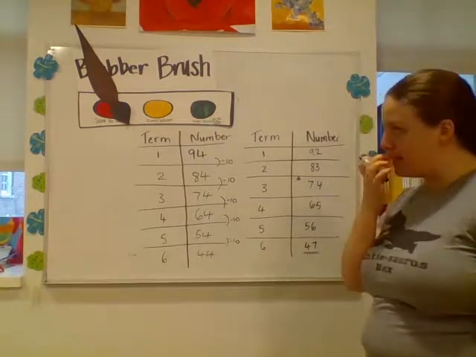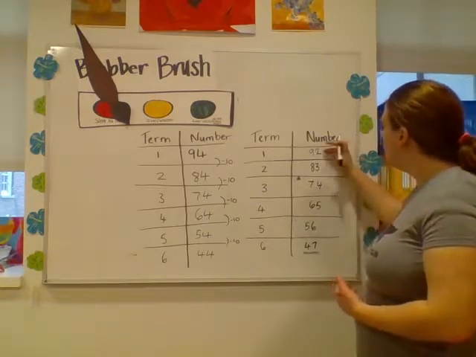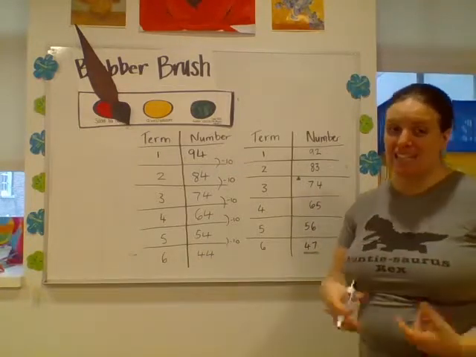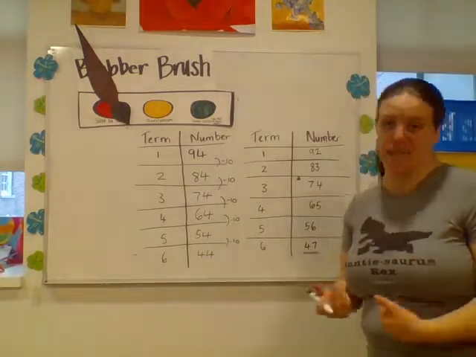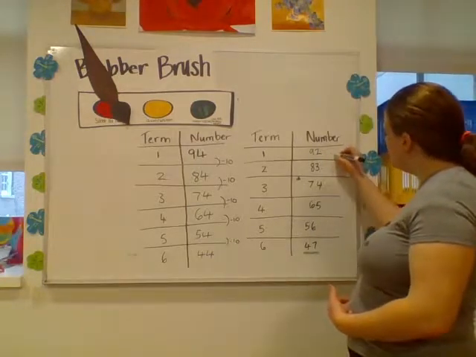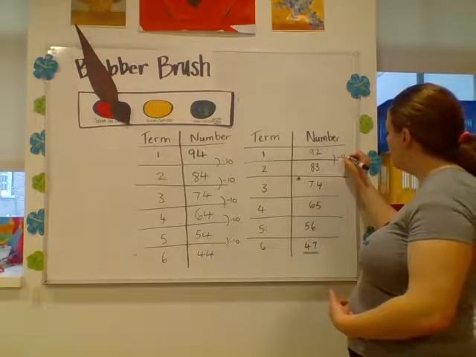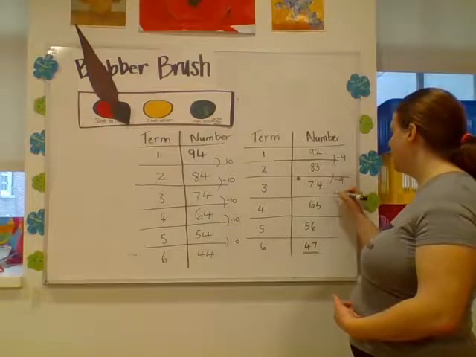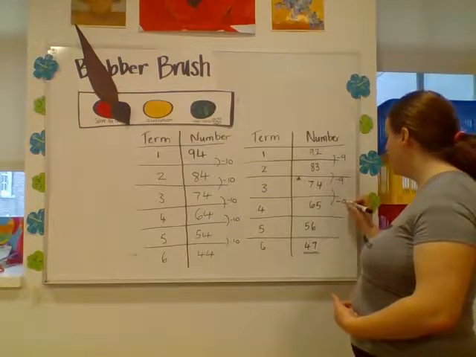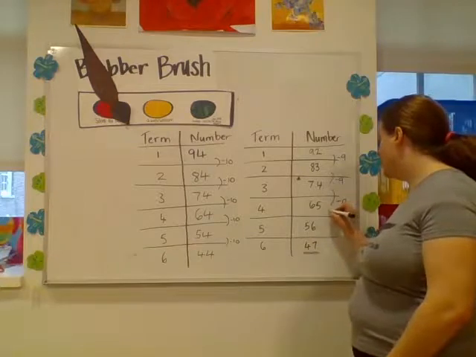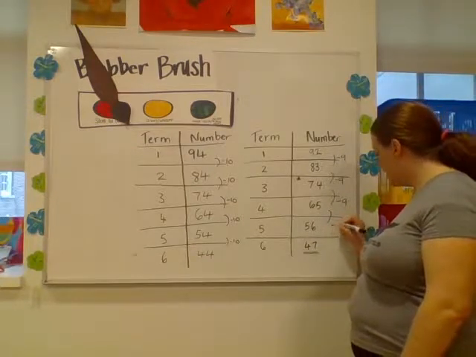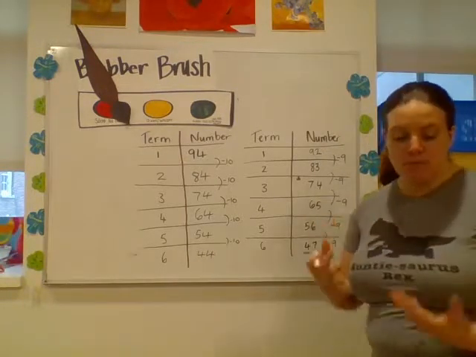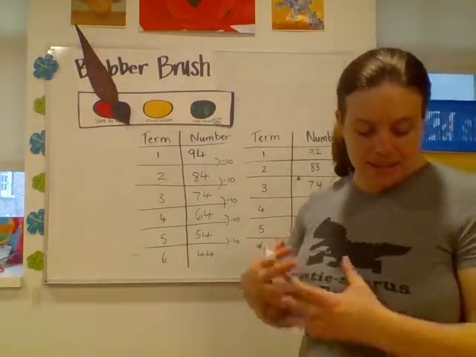Now, the next thing I'm going to do is figure out what happens to 92 to get to 83. So do I add something? Do I multiply by something? Do I subtract something? Now, 92 to 83, I subtract 9. Let's see if that continues. 83 to 74, I again subtract 9. 74 to 65, I again subtract 9. 65 to 56, I subtract 9. 56 to 47, I subtract 9. So my rule here is going to be subtract 9.